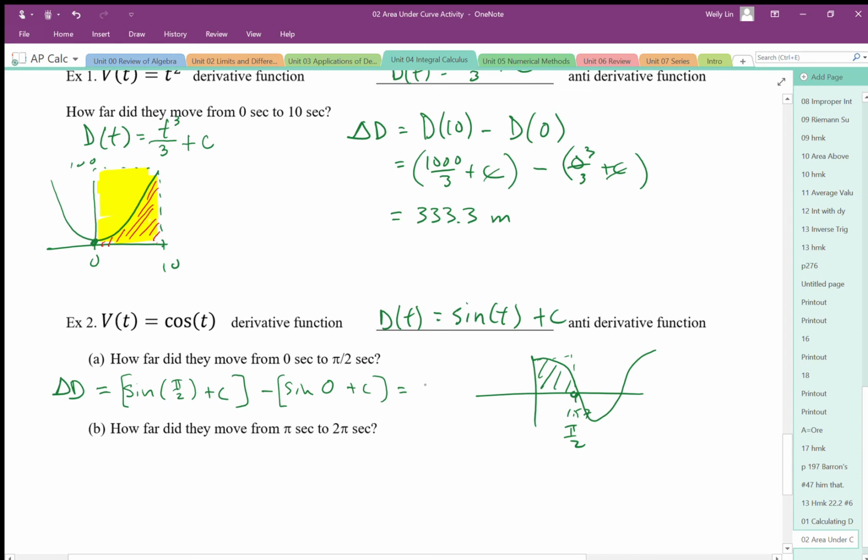Sine of pi over 2 is 1. Sine of 0 is 0. So we're saying that the area is 1 square unit. That's not so far off.